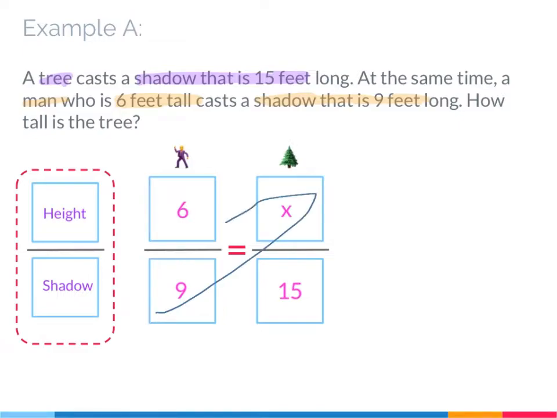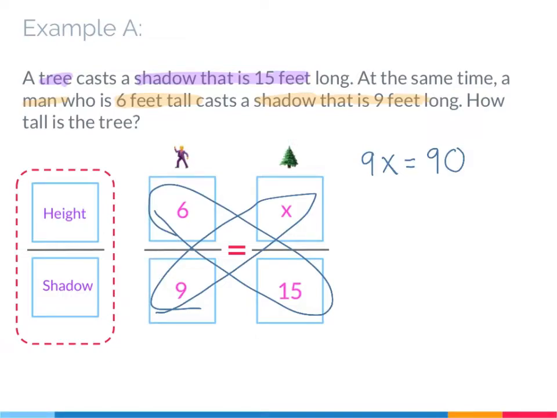So I'm going to cross multiply 9 times x and 6 times 15. 9 times x is 9x. We're still solving a proportion, so it should still have an equal sign in the middle. And then 6 times 15 is 90, so I'm going to write that down. Now I've got a one-step equation, which is quite easy to solve.